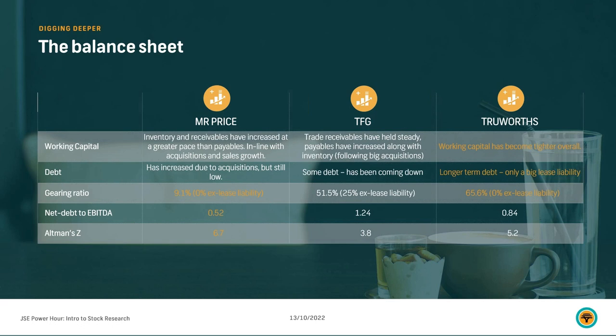And then net debt to EBITDA, Mr Price wins, which means they'll be able to pay off their debt a lot quicker than the other two. And Altman Z, Mr Price wins as well. They've got an Altman Z of 6.7, it's not a percentage, which means there's a very low probability of Mr Price going out of business soon.